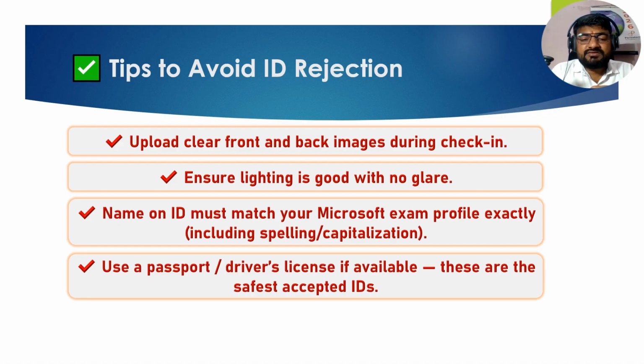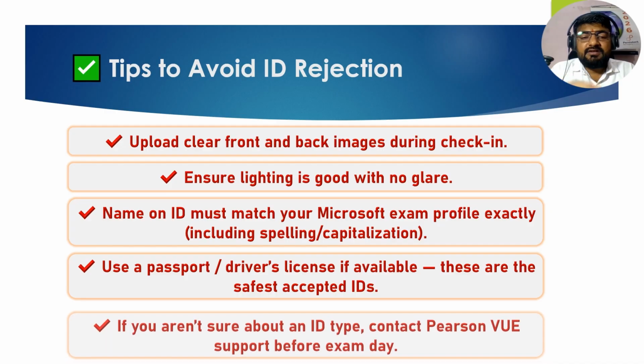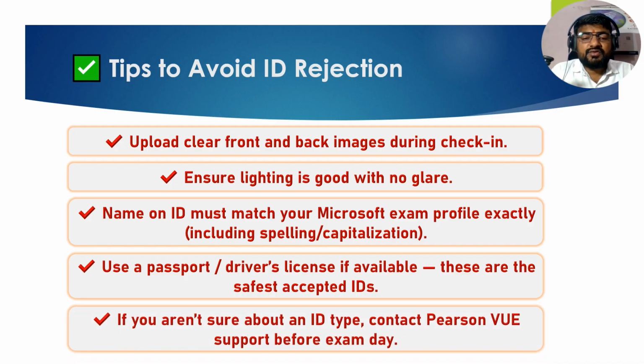Those are the safest acceptable IDs. The passport and driving license are the safest acceptable IDs, so you can give them priority. Lastly, if you are not sure about the ID type, contact the Pearson VUE support team before the exam day. They can definitely help you, and they will give you some guidance.